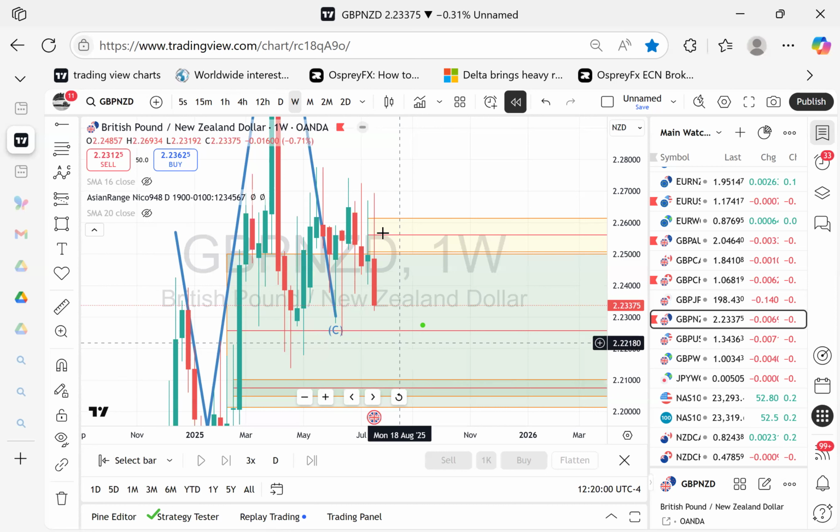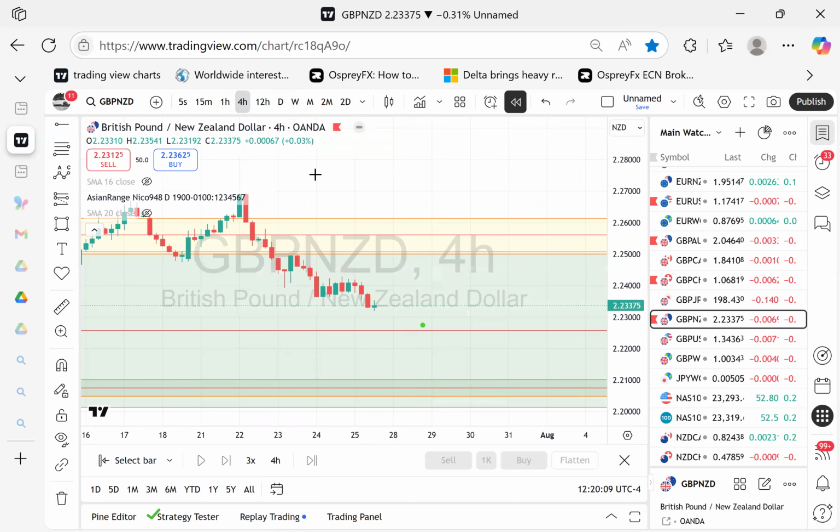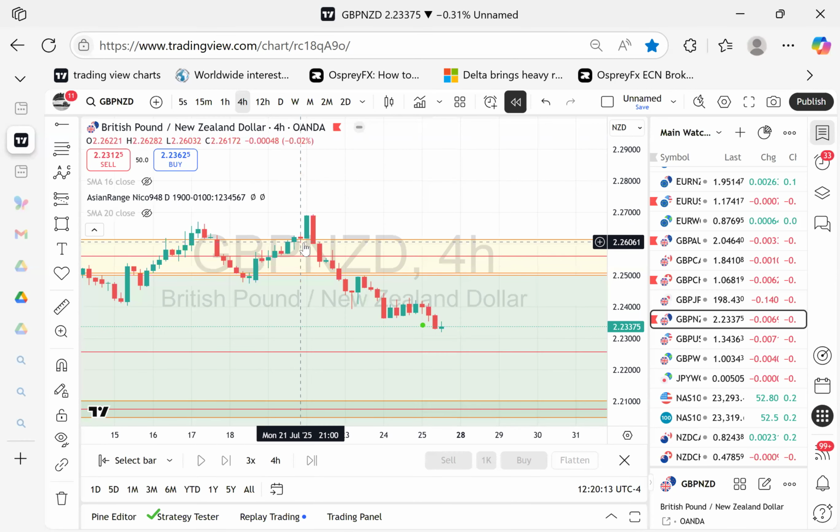So now I got to drop down to the 4-hour to see if I can find an imbalance in this zone. I like it. I like it a lot.